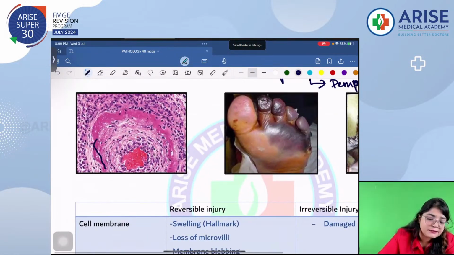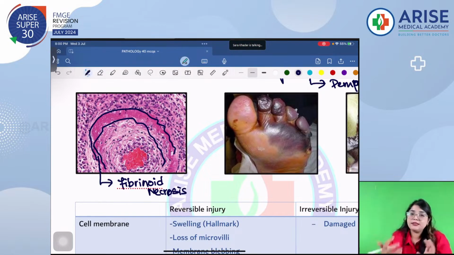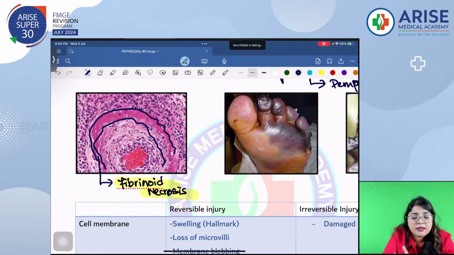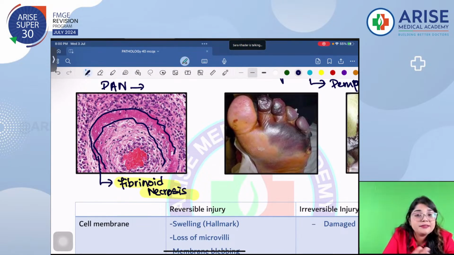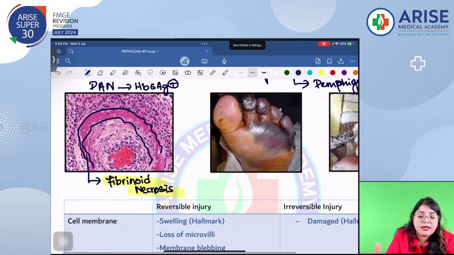What about this pinkish material in the tunica media? All right, this is actually a case of fibrinoid necrosis, where you see this pinkish fibrinous deposit coming out of the blood vessel in the tunica media. And this is seen in cases where there is immune complex deposition, like type 3 hypersensitivity. A very common example is polyarteritis nodosa. Remember, about 30% of these patients will present with HBsAg positivity, meaning they'll be positive for hepatitis infections.